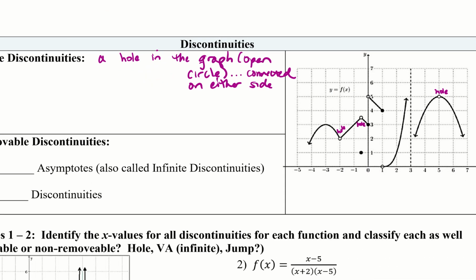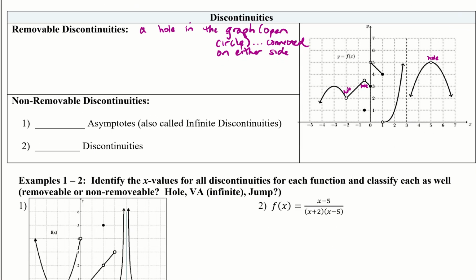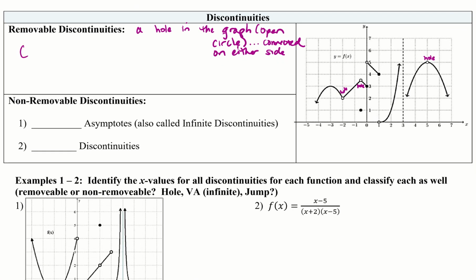Now, why is it removable? The reason that this is removable is in the equation. If I've got an equation of some function and maybe it's in a factored form like this, maybe something like this, you might notice that this could be reduced out. This is a location of a hole in the graph at the x value of -3.